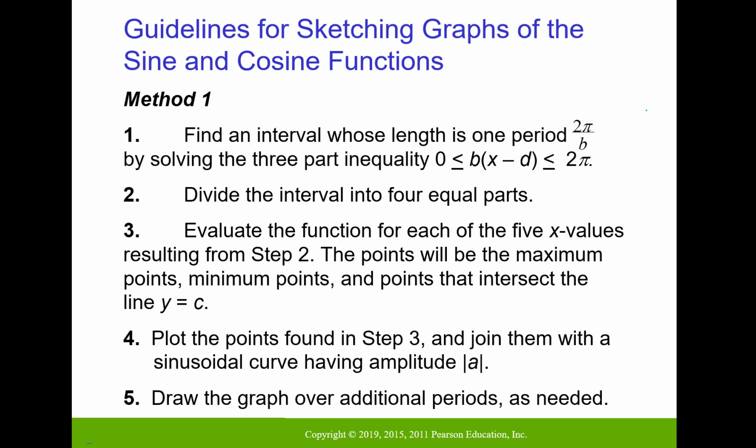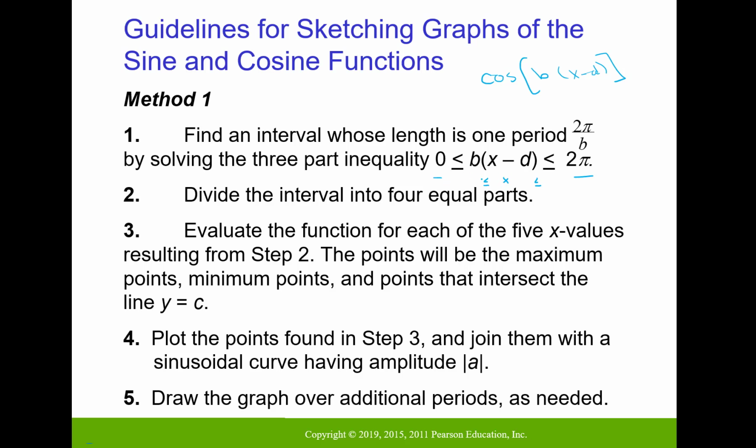So method 1 out of 2 for graphing our sine and cosine functions is 5 steps. First, find an interval whose length is 1 period, so similar to what we just did. And you can do this by solving the following inequalities. So your numbers b and then x minus d, so whatever is next to your cosine or sine function, like b times x minus d, whatever values you have there, you can basically put that in between the original period of sine and cosine, 0 and 2 pi. And if you solve that for x, so that x is in the middle, then whatever you get on the left and right, that will give you your new period, your new interval.